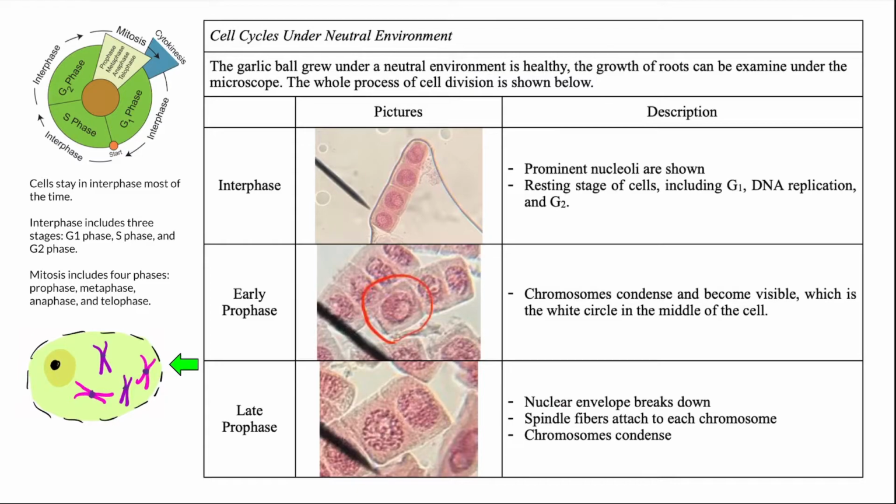Starting with early prophase, which is the beginning of mitosis. I split prophase into two parts because I think they look quite different from each other. In early prophase, we can see the chromosomes condense and become visible, with the white circle in the middle of the cell. In late prophase, the nuclear envelope breaks down, so now you cannot see the white part in the middle of the cell. And the spindle fiber is attached to each chromosome, and the chromosomes condense.